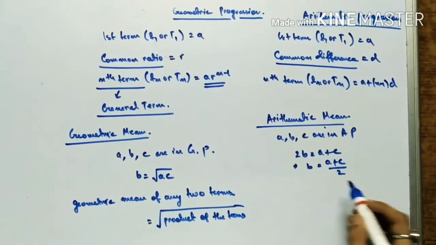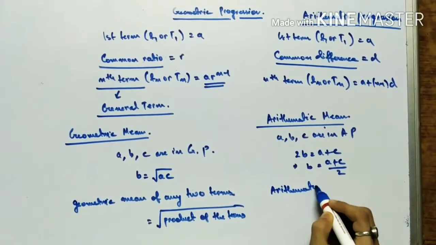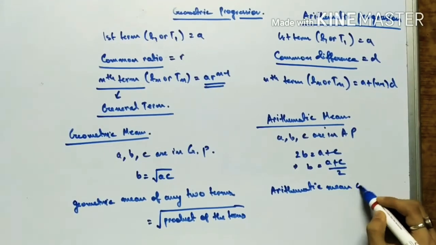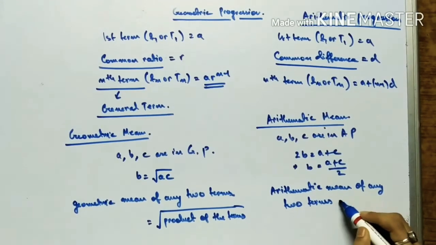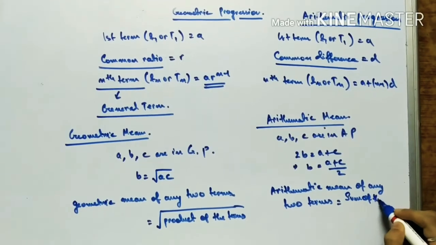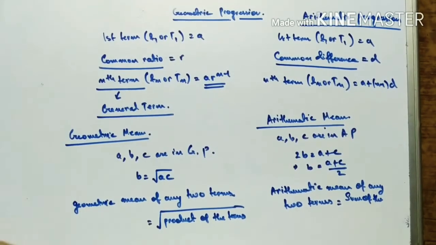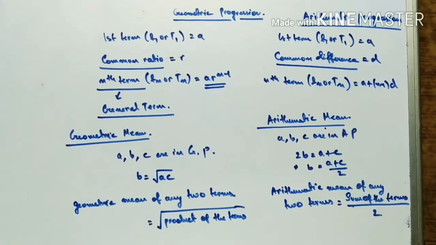And the arithmetic mean of any two terms was given by the sum of the terms divided by 2.